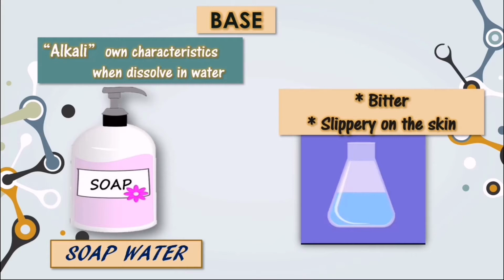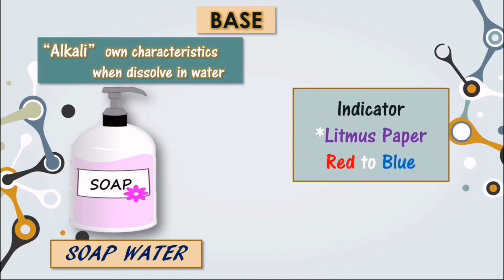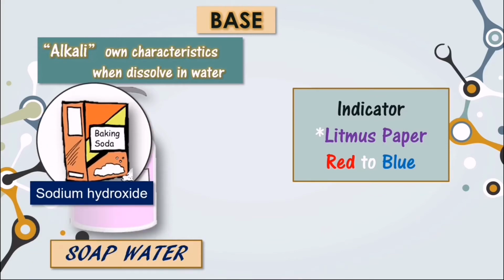Ang base, class, is slippery on the skin. Diba? Ang sabon, pag ibutang nimo siya sa skin, danlog siya, danlog. Slippery on the skin. So, muna siya ang characteristic sa base. So, base is also known as alkali. It has own characteristics when dissolved in water. So, muna siya. Kanang slippery siya kung ma-dissolve siya sa water.